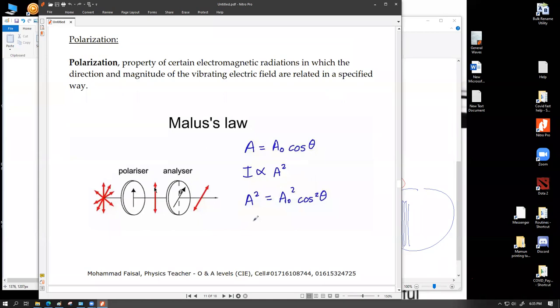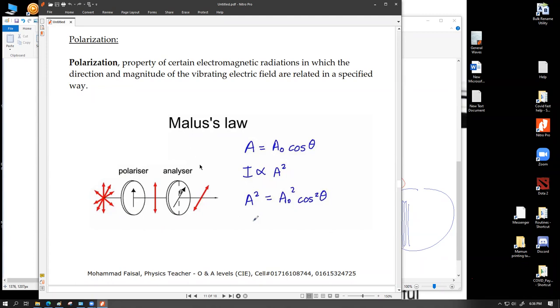The idea is that if the amplitude of the light for this one is A naught, and the amplitude of the light over here is A, then depending on the angle, the cosine portion of that amplitude of light is gonna be passing through. So A equals A naught cos theta. That theta is basically the alignment angle between the second polarizer and the first polarizer. And because intensity is proportional to amplitude squared, we can have this equation as well: A squared equals A naught squared cos squared theta. That can also be helpful in some other calculations for us.